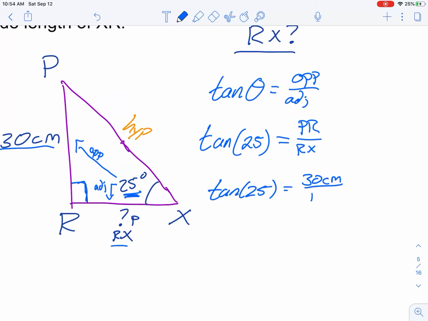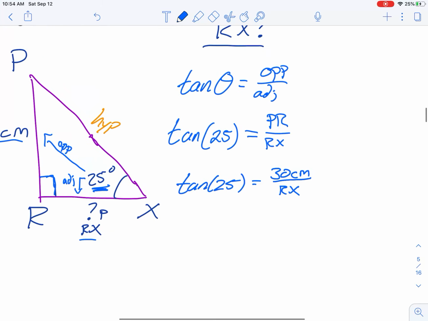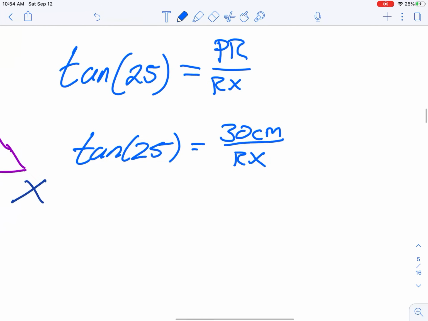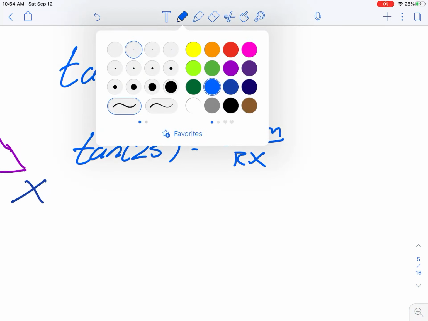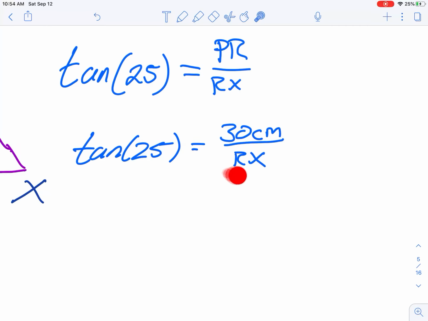And then Rx is what we're solving for. And now we have to know how to manipulate this formula, but we already know how to do that, okay? So we're solving for R and X. Remember, Rx is on the bottom. We need to get it on the top in order to solve for it.